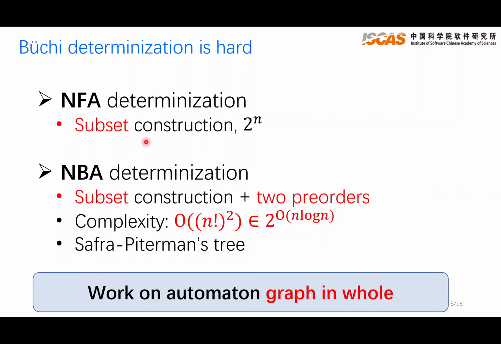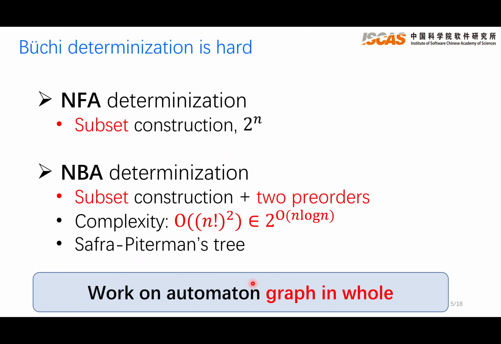We know that to determinize non-deterministic finite automata, we only need a subset construction, and it's only single exponential. While for Büchi determinization, we not only need a subset construction, but also need to define two pre-orders on the reachable states, which leads to the complexity 2 to the power of n log n. Here n is the number of states in the input Büchi automaton. The subset construction and pre-orders are often implemented by the Safra-Piterman tree.